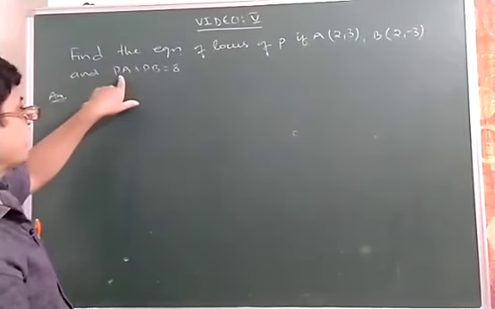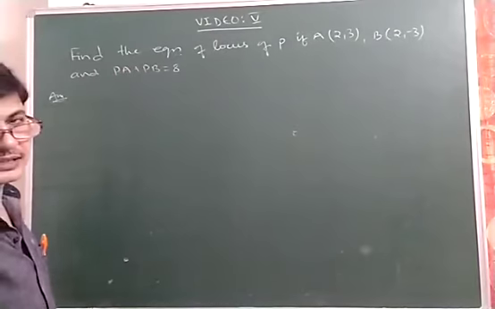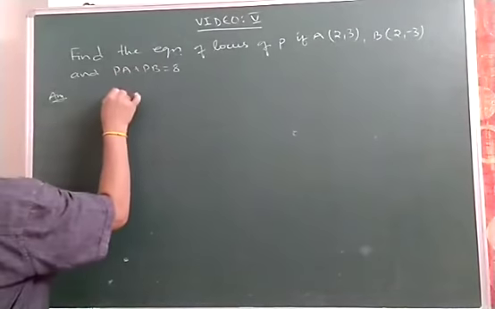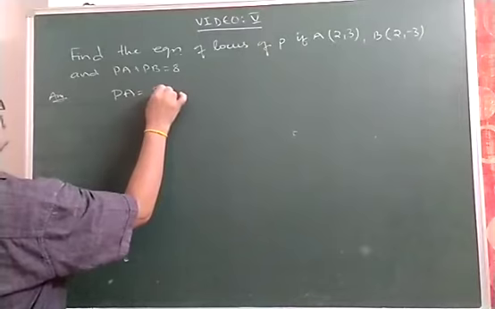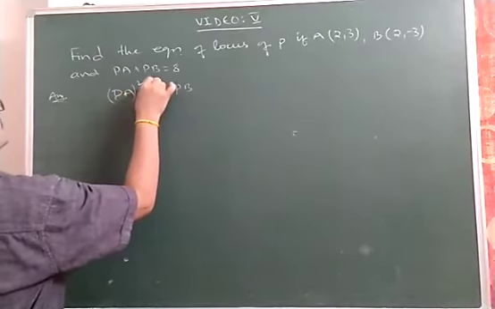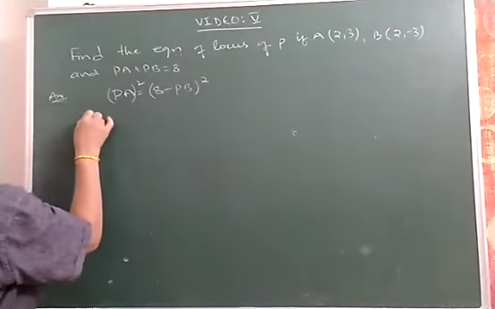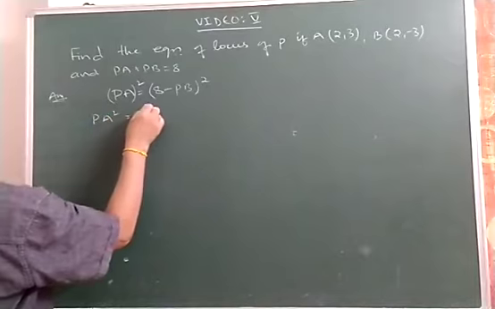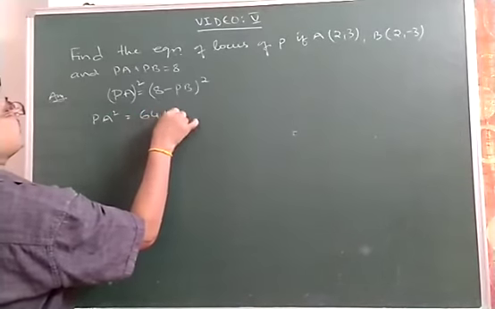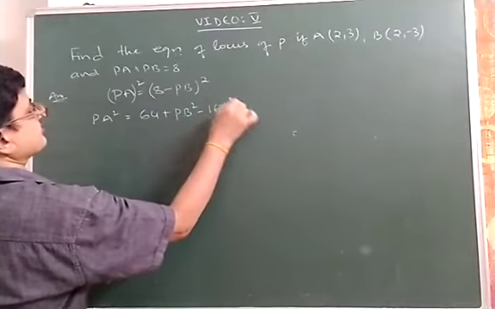Here the given condition is PA plus PB is equal to 8. That is the given condition. So PA is equal to 8 minus PB. And squaring on both sides, PA square is equal to 8 minus PB whole square. Now this is PA square is equal to 64 plus PB square minus 16 PB.